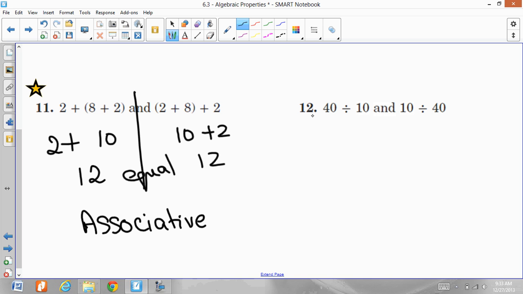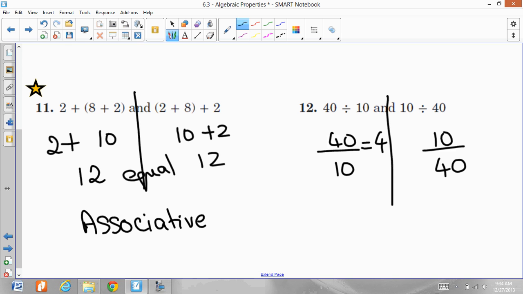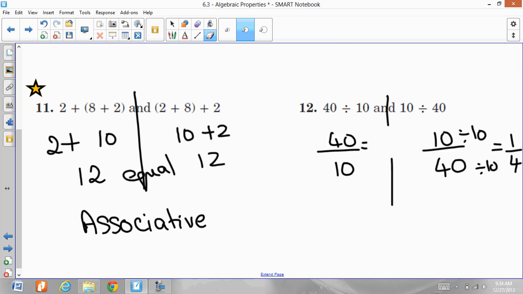Now let's focus on question number 12. So 40 divided by 10, I'm going to write it like this. And 10 divided by 40, I'm going to write it like this. Keep in mind, this division symbol and this division symbol that looks like a fraction bar, they are both the same. So 40 over 10 is going to give me a 4. 10 over 40, I simplify that by 10. And I'm going to get 1 over 4. If this is confusing, watch this one.